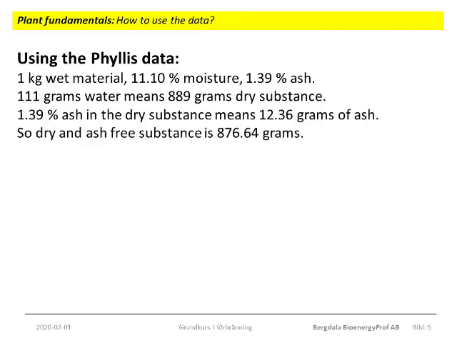We start from 1 kilo of wet material with 11.1% moisture content. So that means 111 grams of water and hence 889 grams of dry substance. And then 1.39% of the dry substance is ash, which is 12.36 grams. This leaves 876.64 grams of dry and ash-free substance.